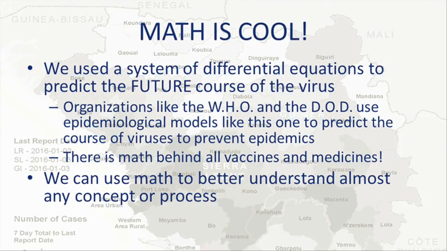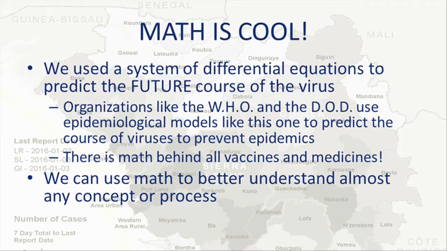So the point is that math is really cool. We used math to basically map out the virus, see what it was doing, see how many people it was infecting and how quickly, and make a proactive step to see how could we stop this virus. And so we basically just predicted the future. And organizations like the World Health Organization and the Department of Defense use these kinds of epidemiological models like I just showed you every day.